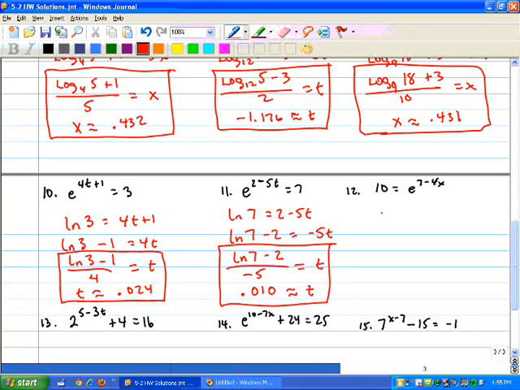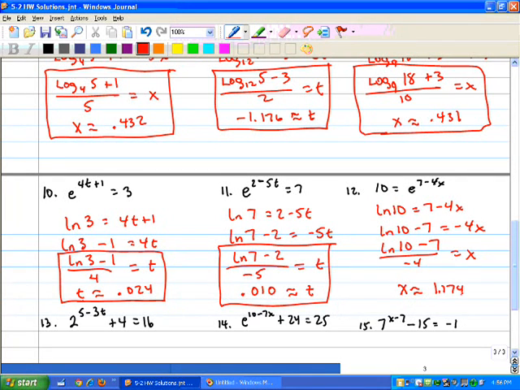12, we convert to logarithmic form to get ln of 10 equals 7 minus 4x. Now we're going to subtract 7 from both sides. ln 10 minus 7 equals negative 4x. Divide by negative 4, we get ln 10 minus 7 over negative 4 equals x. That's our exact form. Evaluate in the calculator. ln 10, close parentheses, minus 7, enter, divide by negative 4, and x is approximately equal to 1.174. That's our decimal approximation.